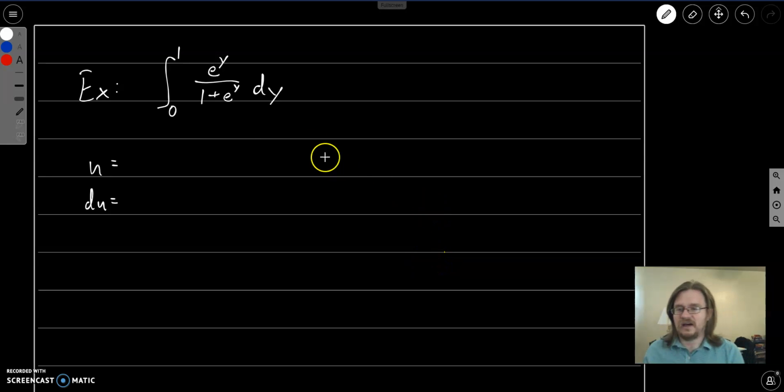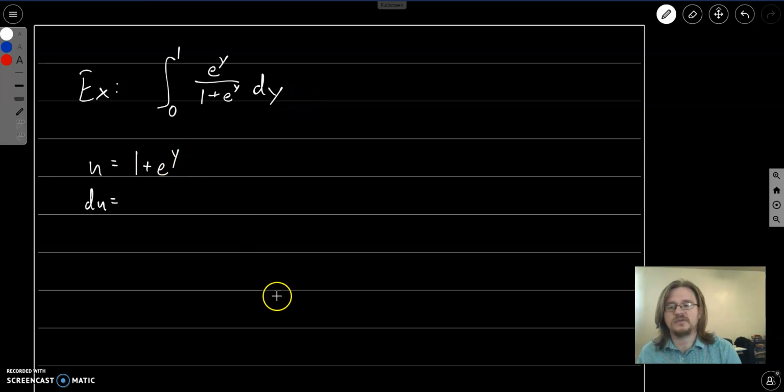So I want to look for a function that I can plug in as u, so that its derivative is also popping out of here. Well, we've got e to the y, and I know the derivative of e to the y is e to the y. That's always a nice fact. So I do have another e to the y. So why don't we call the bottom of the fraction u?